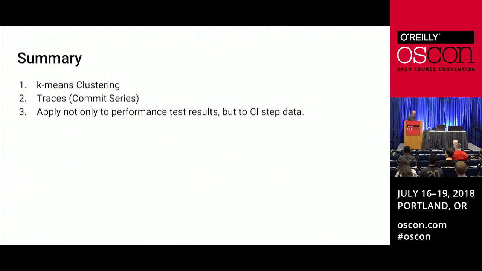So, interesting things here. K-means clustering is an interesting way of pulling data out of these systems. We talked about traces in the commit series, and like I said, these apply not only to the performance test results, but to any sort of data you're getting out of your CI system. This is a good way to pull data out of there.